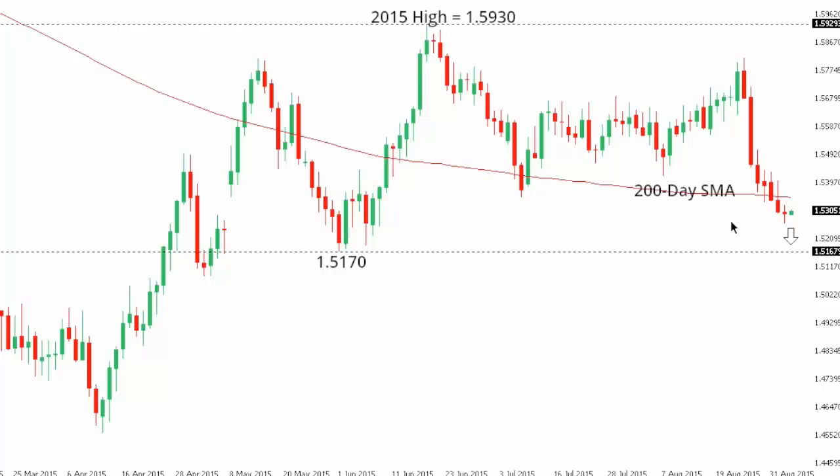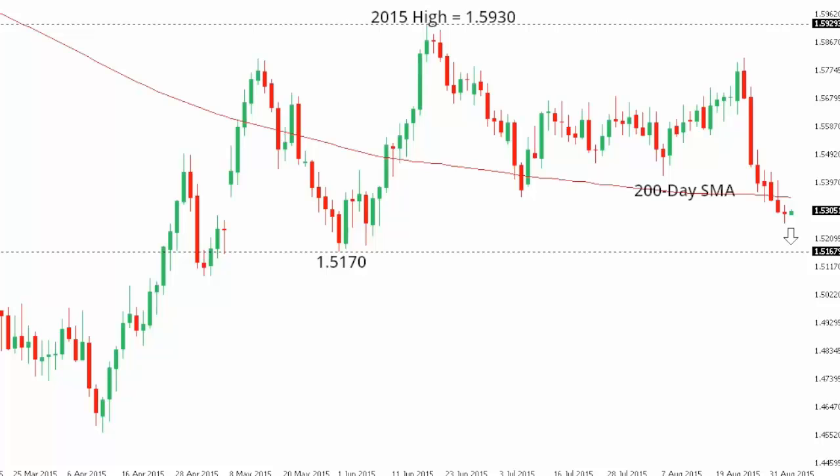Sterling dollar. Cable remains under pressure after breaking down below the 200-day moving average, and this market is now focused on a retest of that key low going back to the 1st of June at 151.70, below which it opens up a slide down to the 150 psychological barrier. At this point, we need to see a break back above 155 to take the immediate pressure off the downside in this market.